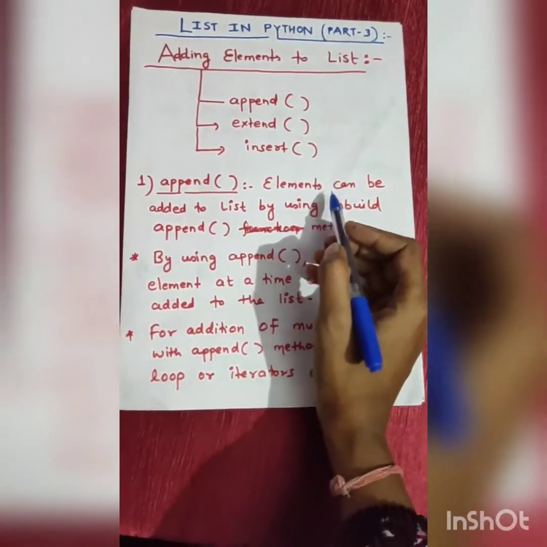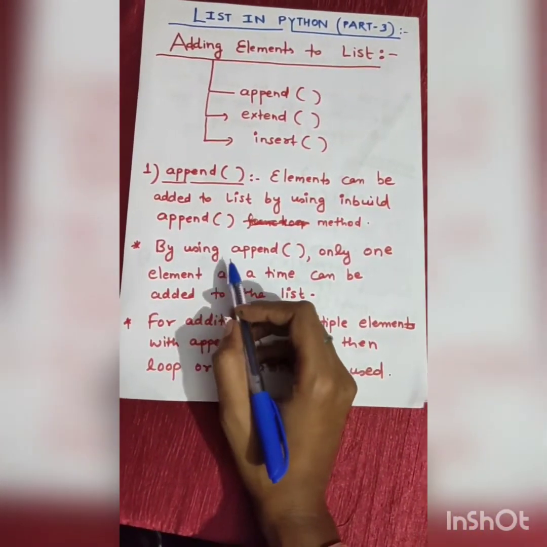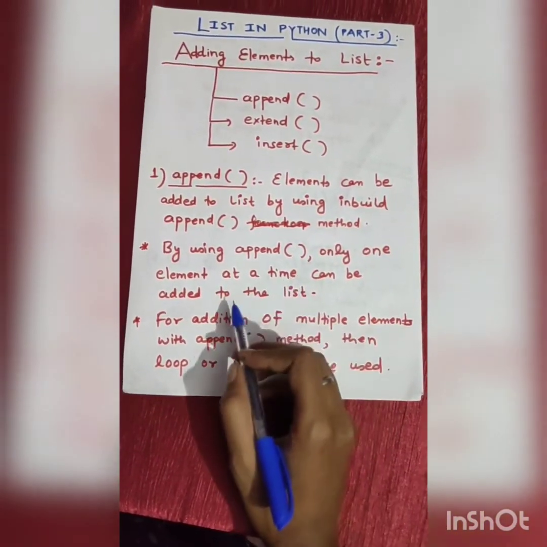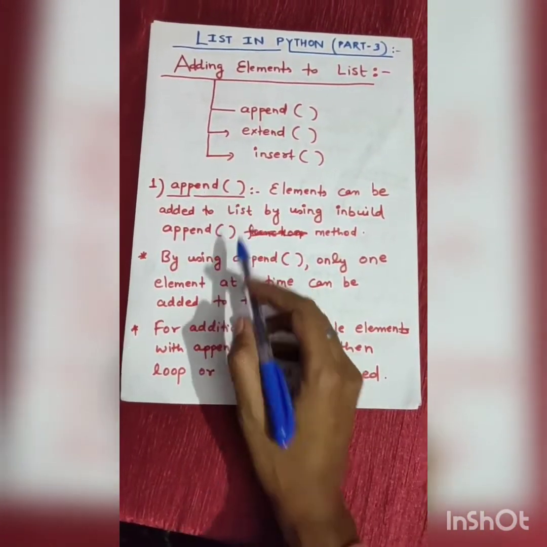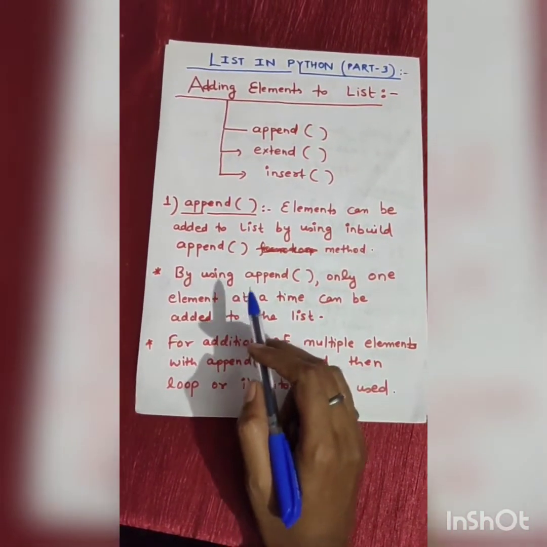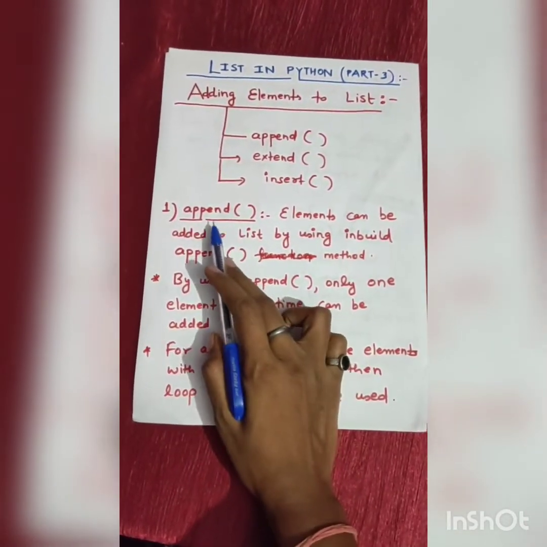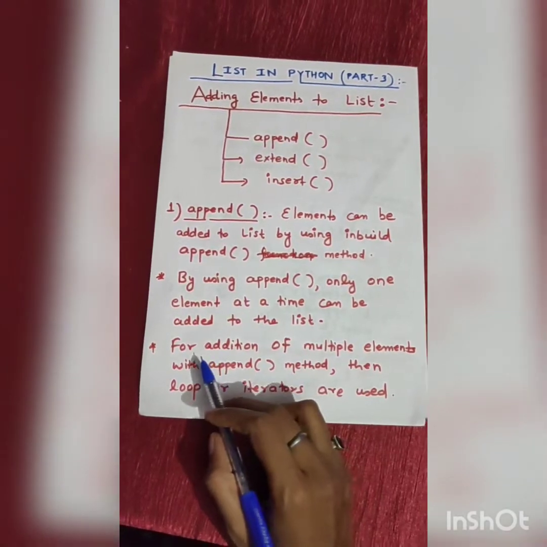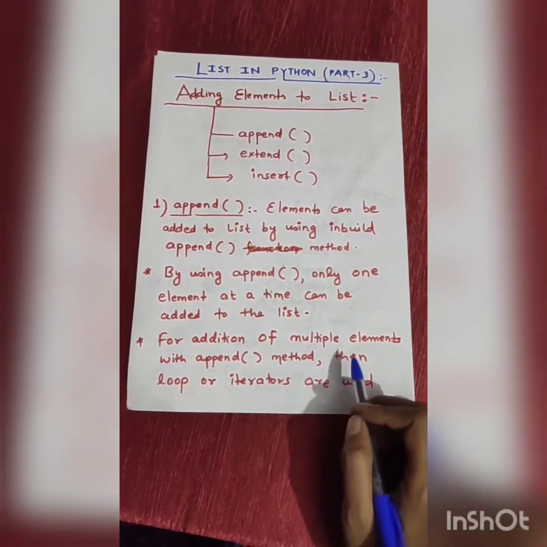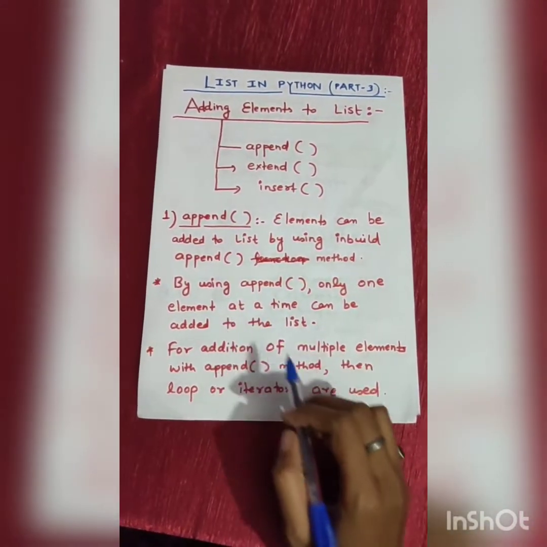Elements can be added to a list by using the append method. By using this append method, only one element is added at a time. Like if you want to add 5 elements, you have to add them one by one. That is the property of the append method. If you want to add multiple elements with the append method, you can use either a loop or an iterator for adding the elements.